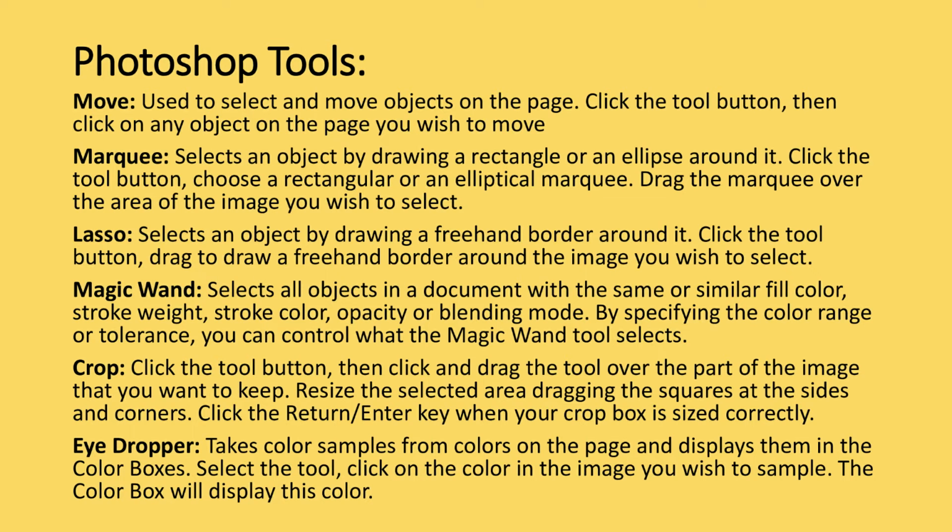Next is lasso. Select an object by drawing a freehand border around it. Click the tool button, drag to draw a freehand border around the image you wish to select.